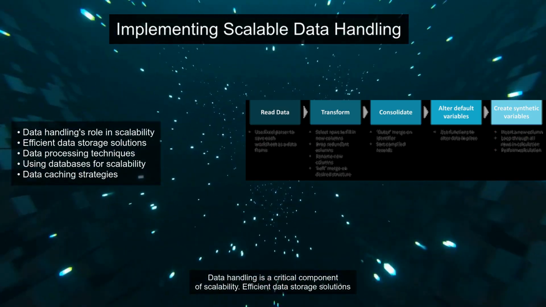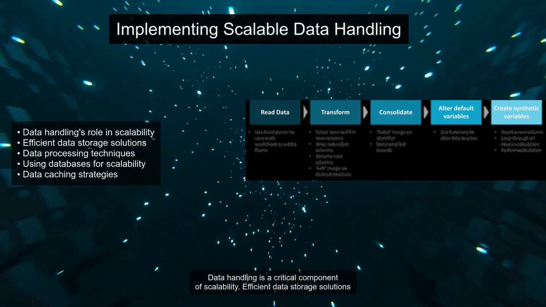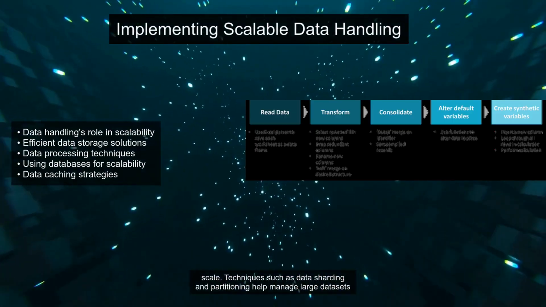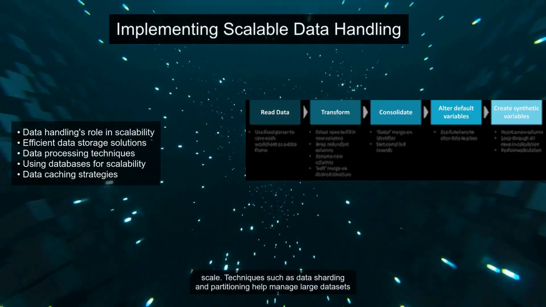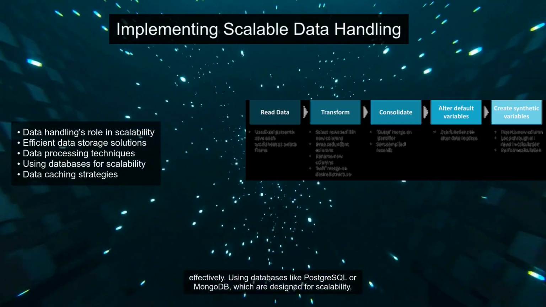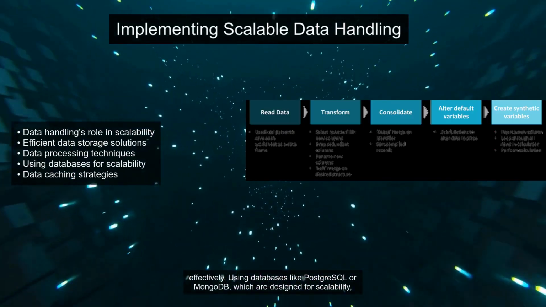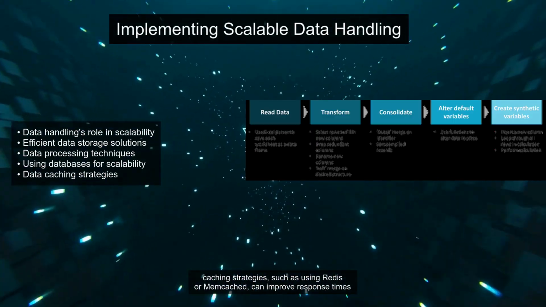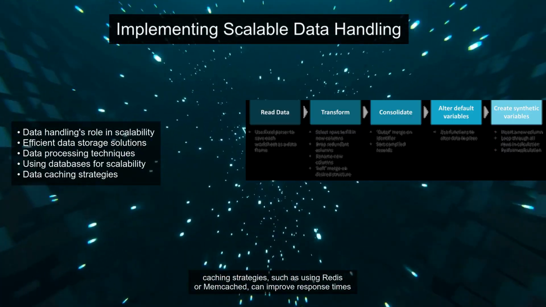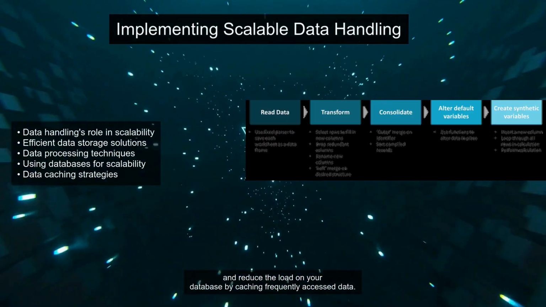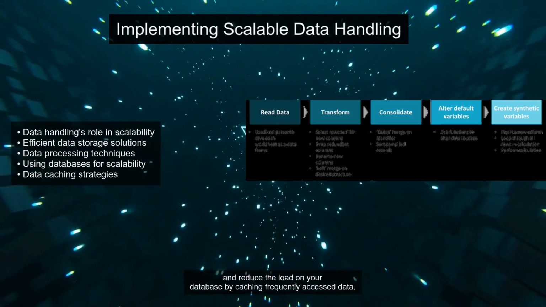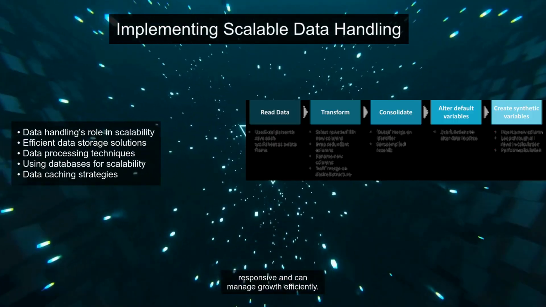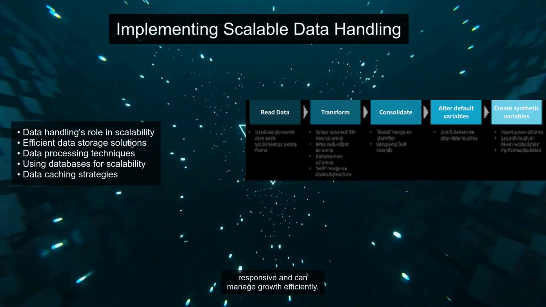Data handling is a critical component of scalability. Efficient data storage solutions like SQL and NoSQL databases can significantly impact your application's ability to scale. Techniques such as data sharding and partitioning help manage large datasets effectively. Using databases like PostgreSQL or MongoDB, which are designed for scalability, ensures that your application can handle increased data loads gracefully. Additionally, data caching strategies, such as using Redis or memcached, can improve response times and reduce the load on your database by caching frequently accessed data. By implementing these data handling strategies, you ensure that your application remains responsive and can manage growth efficiently.